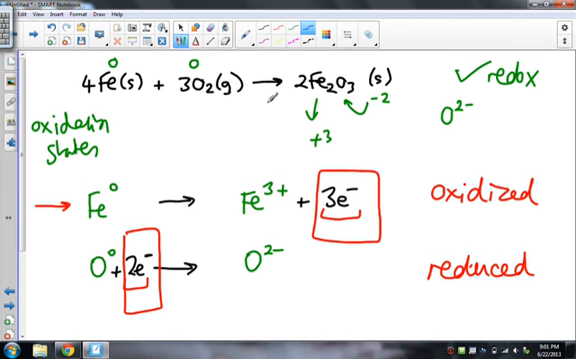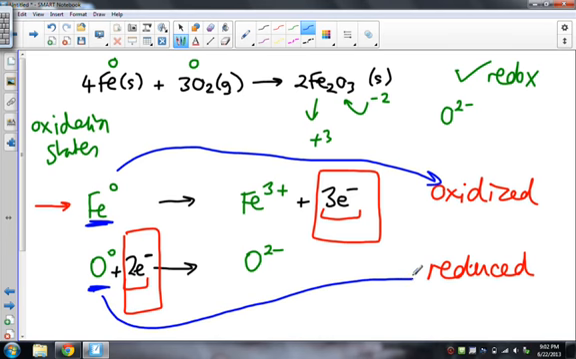And then the only other thing is, when you're determining what's oxidized, what's reduced, you're only looking at the species on the reactant side. These products here are just to show you what's happening, right? So in other words, the iron 0 was oxidized, and the oxygen was reduced. The iron lost electrons, the oxygen gained them.